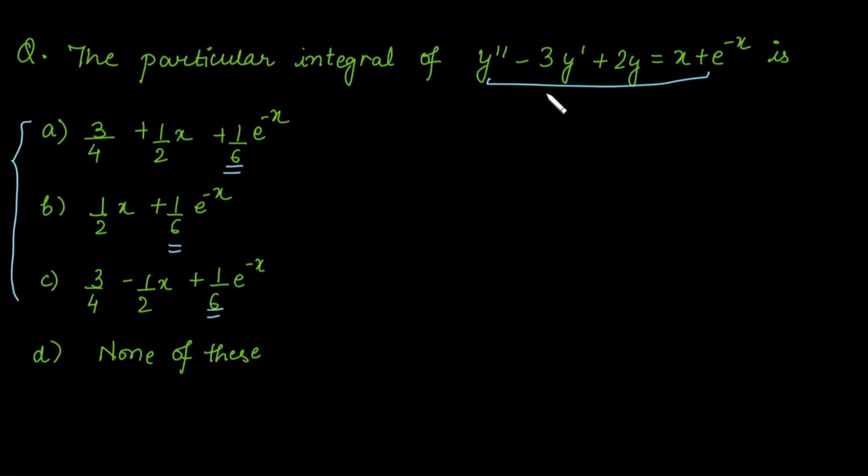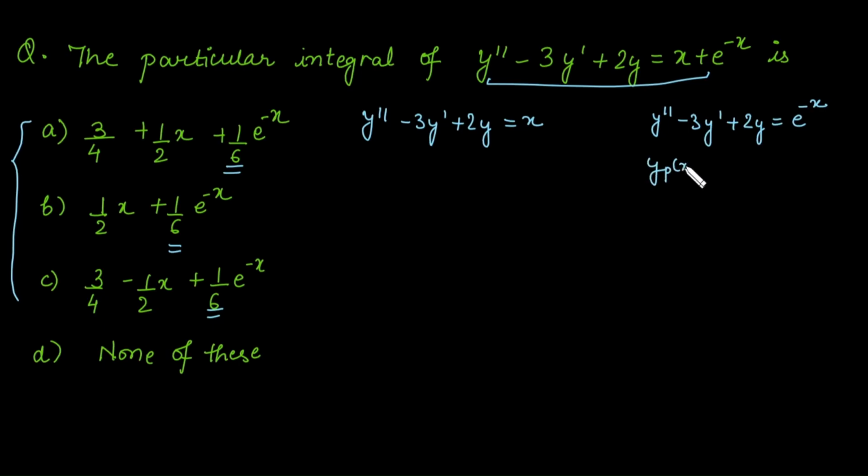Means, first I will split this differential equation into two parts, is equal to x, and second is equal to e raised to power minus x. So in this case, the particular integral is evaluated as 1 upon second order derivative d square minus 3 times of first order derivative d plus 2 of y, that is 2 into 1, e raised to power minus x.